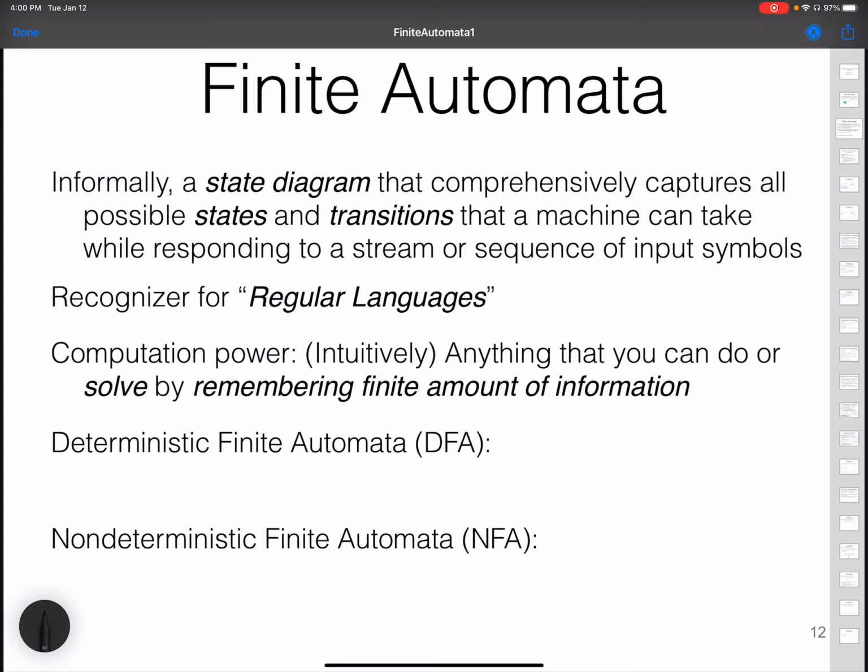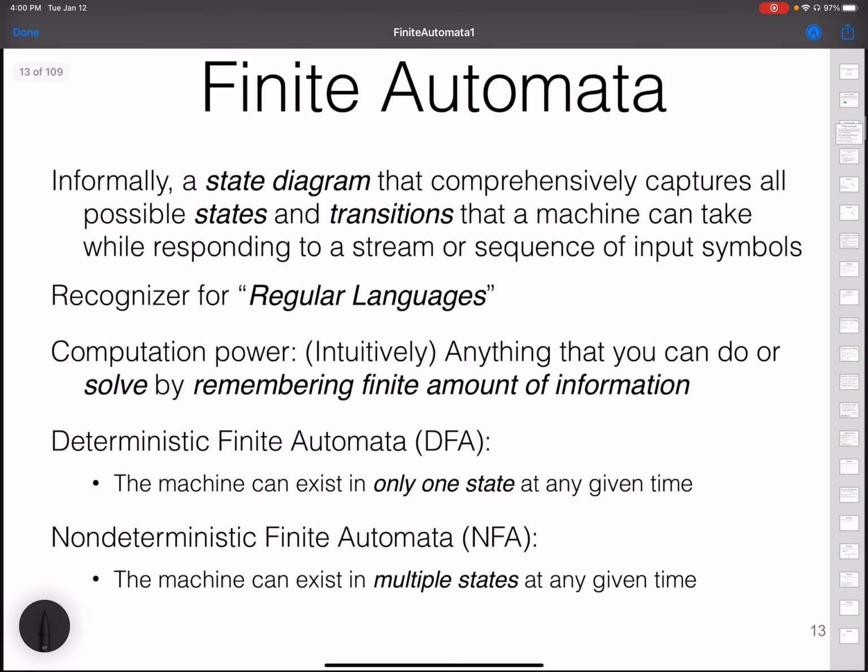Both of them represent the same set of languages, which we call regular languages. Next week, we are going to cover non-deterministic finite states. This week, we are focusing on deterministic finite states. The difference is that in a deterministic finite state, at each step, the machine will be exactly in one state.